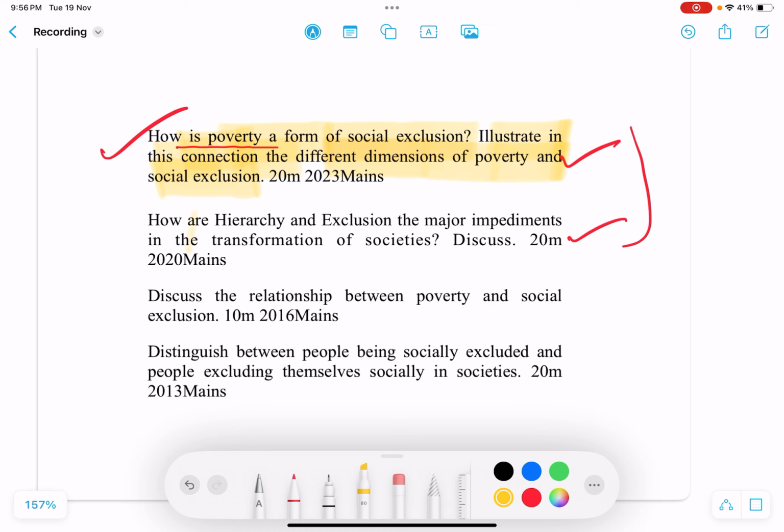Think about the answer. How are hierarchy and exclusion the major impediments in the transformation of societies? Discuss. So that's a 2020 mains question. Discuss the relationship between poverty and social exclusion, right? So that's 2016 mains question. And distinguish between people being socially excluded and people excluding themselves socially in society. So self-imposed isolation, right? So that's a 2013 mains question, right?